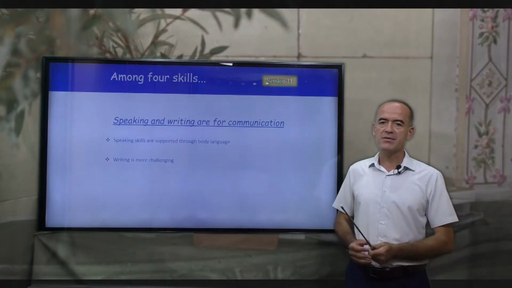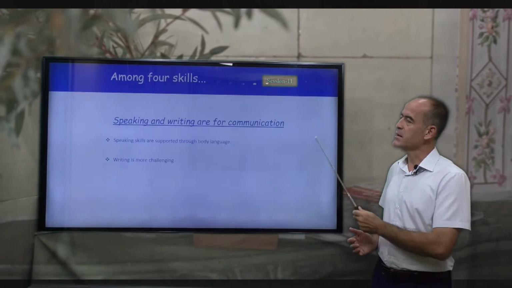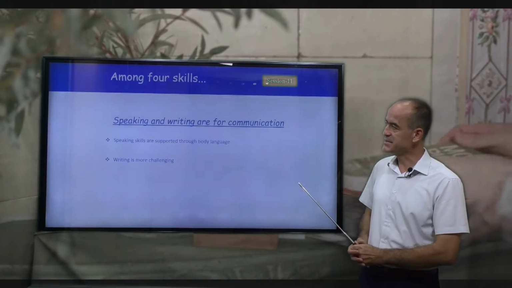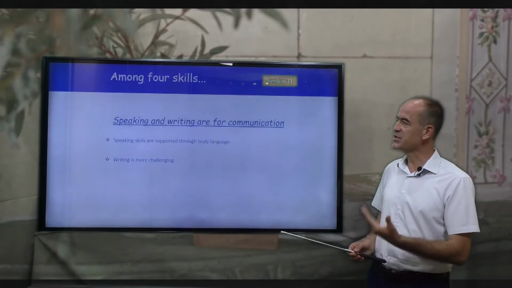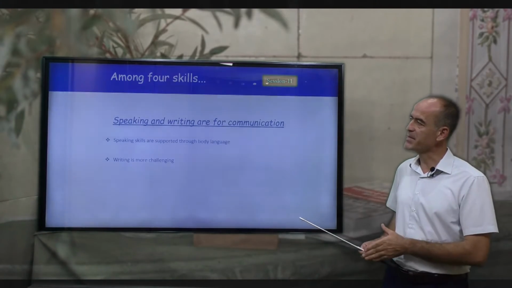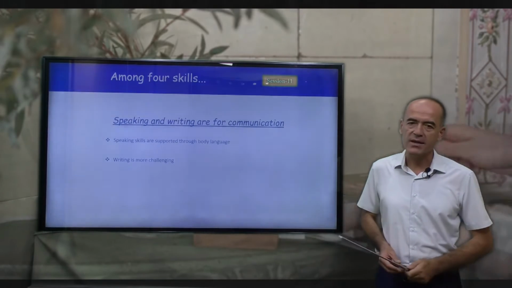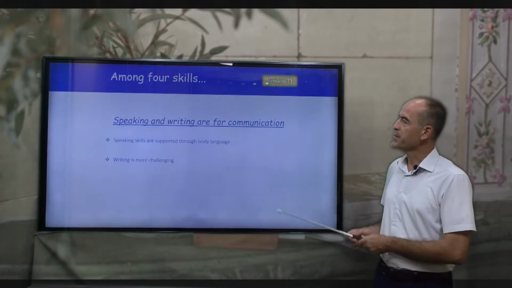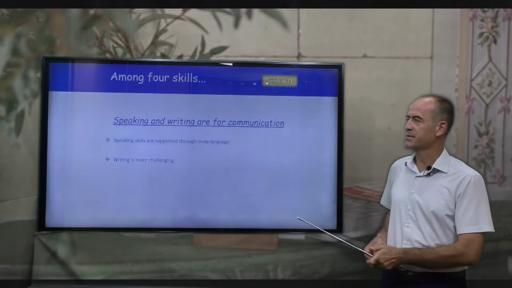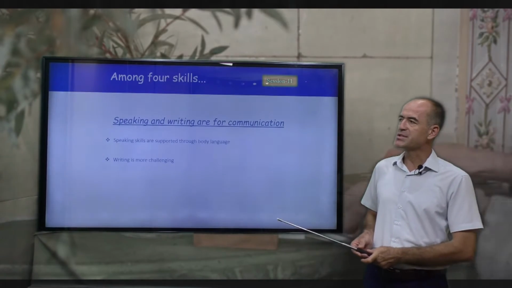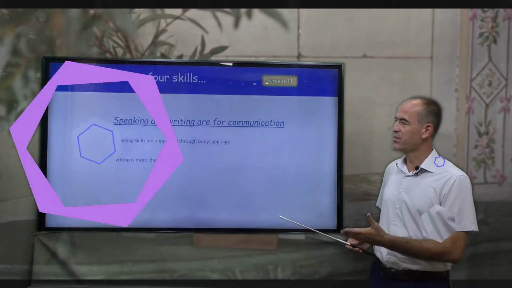And if we talk about level of difficulty, speaking for communication is easier, because while speaking you use body language and gestures, and these things make the speech easier to understand. As for writing, communicating through writing is a bit difficult. That's why students find writing a bit hard to acquire.